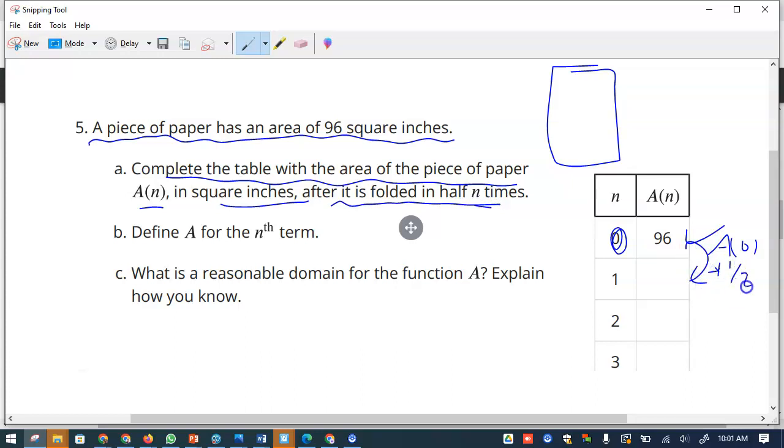So you multiply by half, it becomes 48. And again, you make a half of it, so it becomes 24. Again, you make a half of it, 12, and hence.